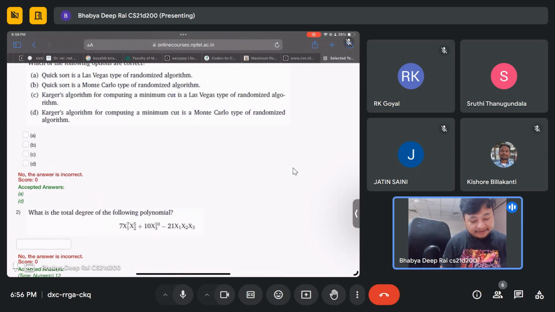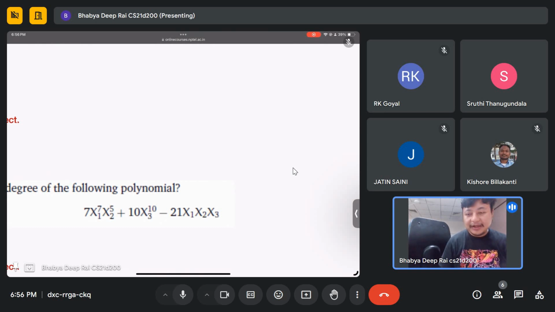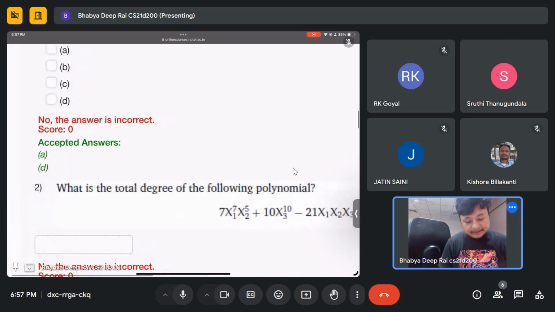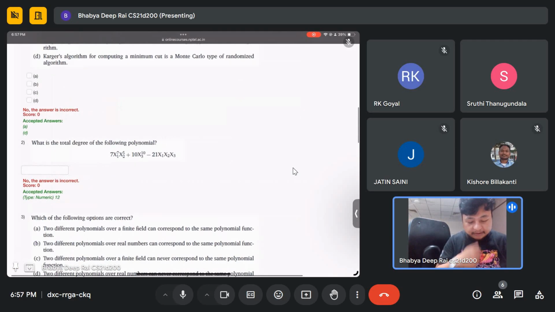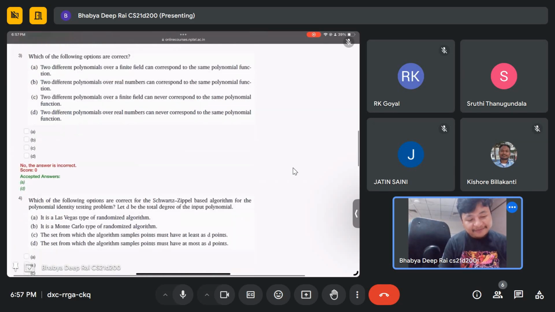What is the total degree of this polynomial? Well, first you have x1 to the 7, x2 to the 5, and so on. Just add the powers of each monomial. The first monomial, 7 plus 5 is 12. The second monomial, 10. The third monomial, 1 plus 1 plus 1 is 3. So the total degree is the degree of the first monomial, which is 12. That is the answer. This next one I won't do because it is redundant for the discussion right now. It's there in the first lecture itself.